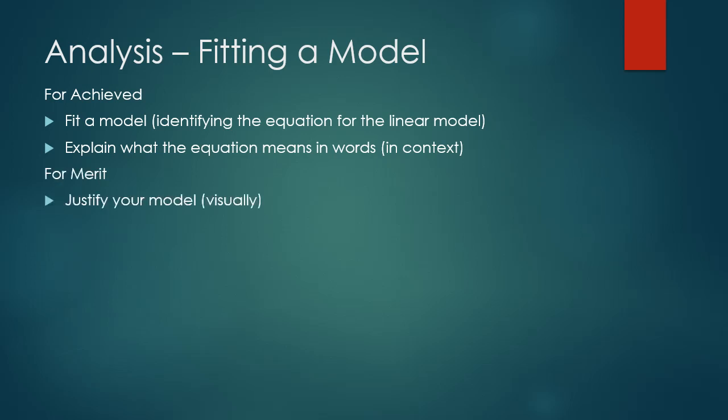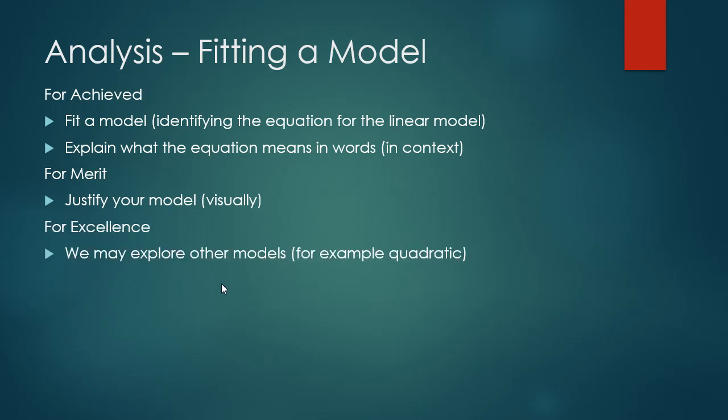For merit, we need to justify the model. So that's visually looking at the model and seeing whether the line of best fit adequately explains the data. And one way to get excellence is to explore other models. So I'm going to give a couple of examples of exploring a quadratic model.